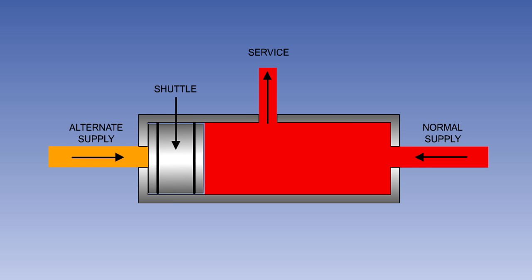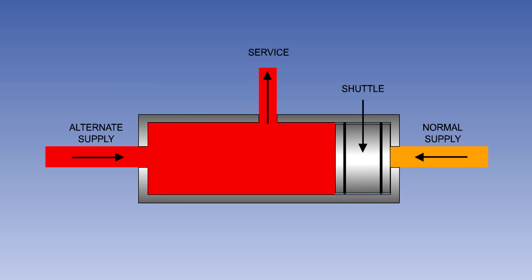Shuttle valves are often used in landing gear and brake systems to enable an alternate hydraulic system to operate the same actuators as the normal system. During normal operation, free flow is provided from the normal system to the service, and the alternate line is blocked. If normal system pressure is lost and the alternate system is selected, alternate system pressure will move the shuttle valve across, blocking the normal line and allowing the alternate supply to operate the service.